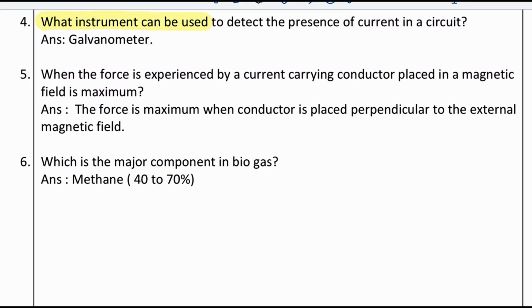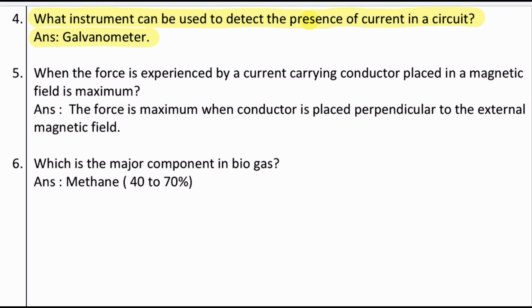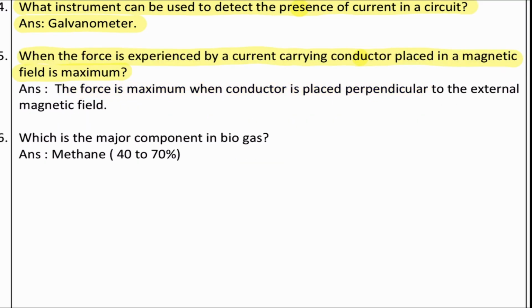What instrument can be used to detect the presence of current in a circuit? It's galvanometer. When is the force experienced by a current carrying conductor placed in a magnetic field maximum? The force is maximum when the conductor is placed perpendicular to the external magnetic field.